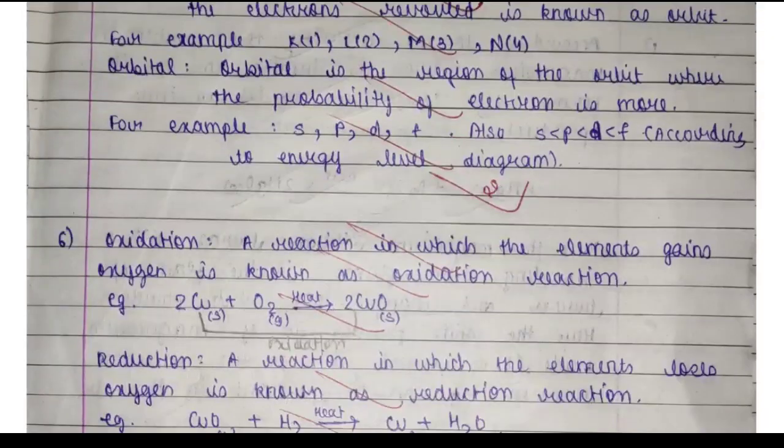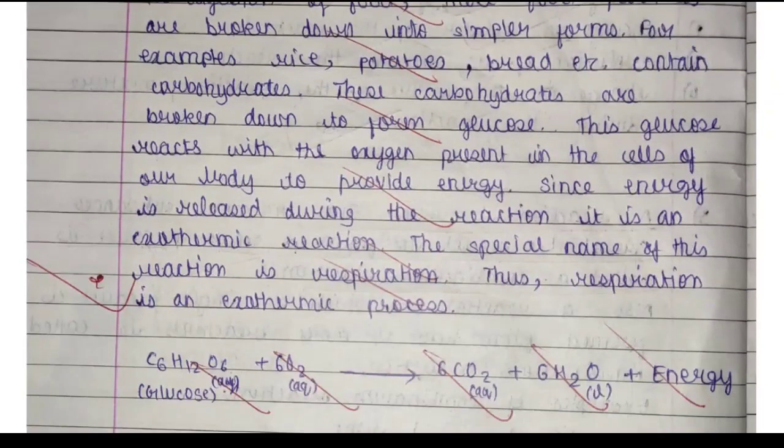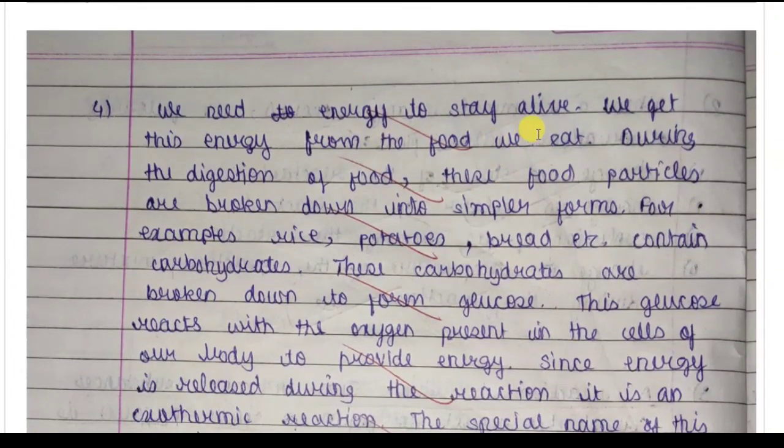Then the fourth one is: Respiration is an exothermic process. Explain. The answer is, we need energy to stay alive. We get this energy from the food we eat.